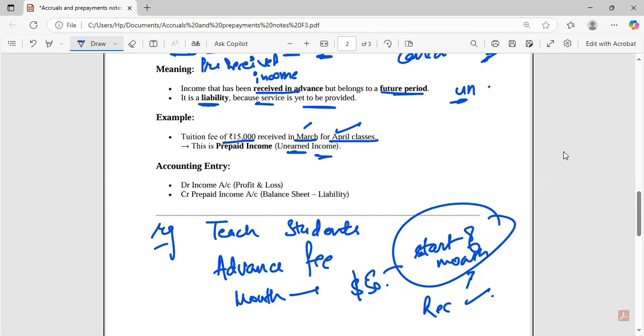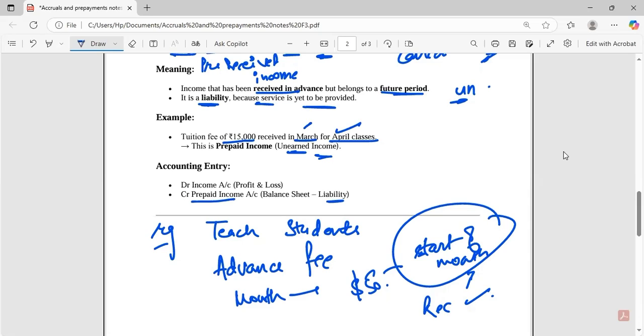All right. So see, prepaid income is again my liability because there's a headache, there's a burden on my shoulders that I have to teach the students. I have collected money from them, but I have to teach them. So this would be a liability for me since it is a headache for me. So liabilities have a credit balance. So I will write here credit prepaid income.